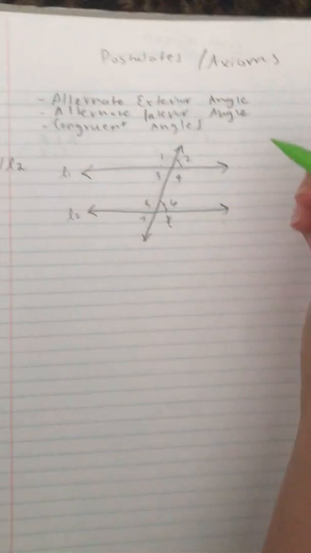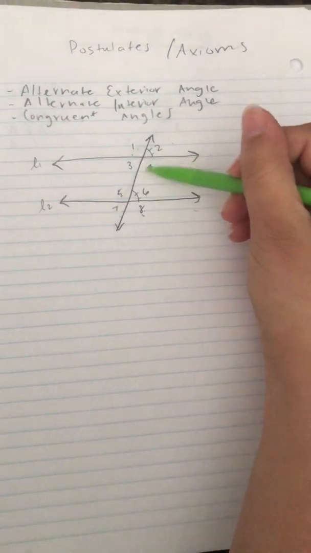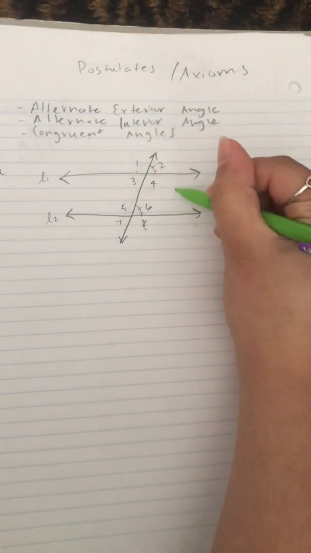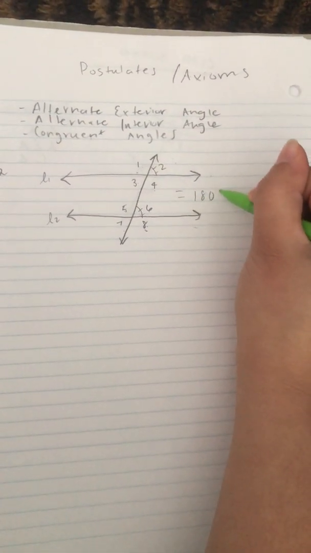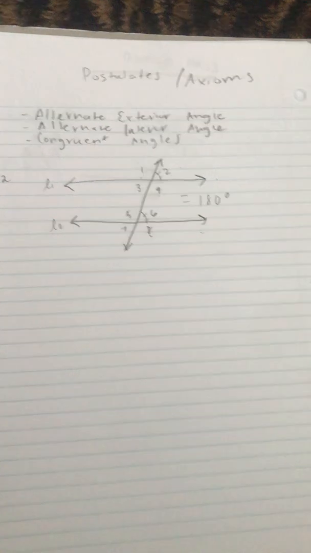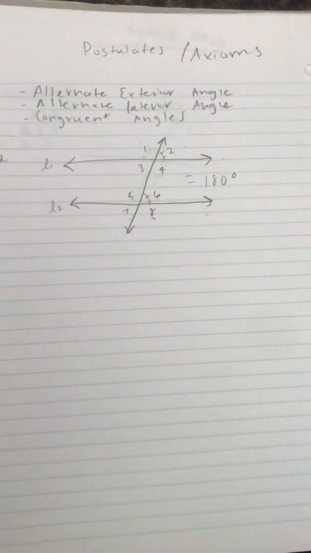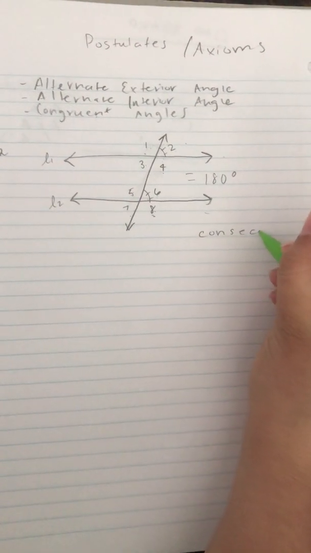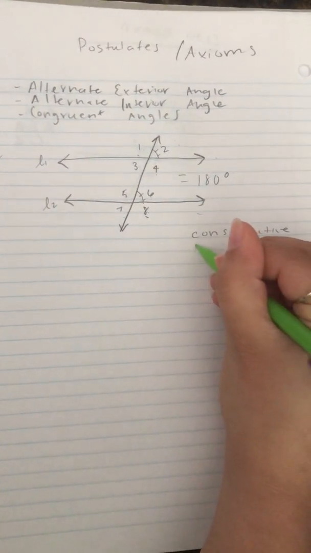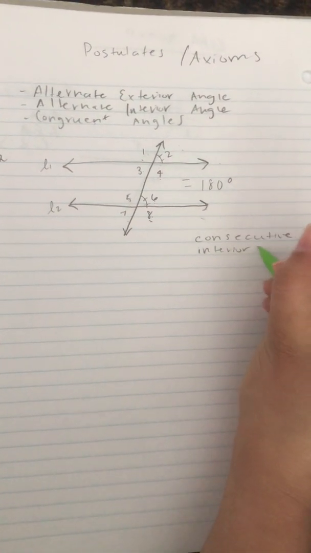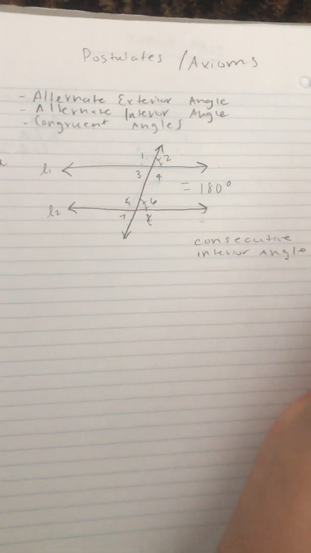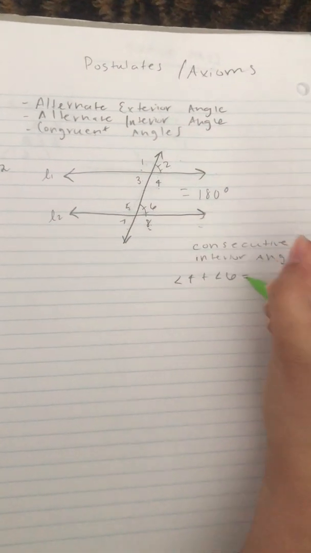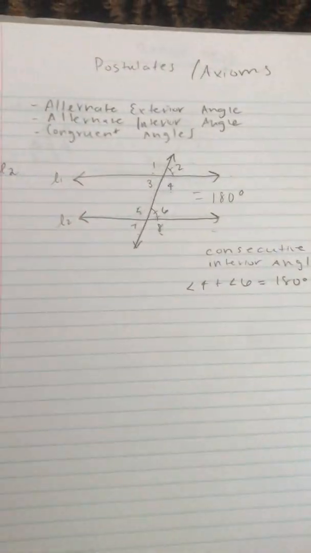On top of this, we also have a supplementary rule, where any two angles that are on the same straight line, so for example 4 and 6, will equal 180 degrees. And so this is the supplementary rule. So these are consecutive interior angles. And so I'm going to go ahead and write that over here, consecutive interior angles. And so that means angle 4 plus angle 6 equals 180 degrees.